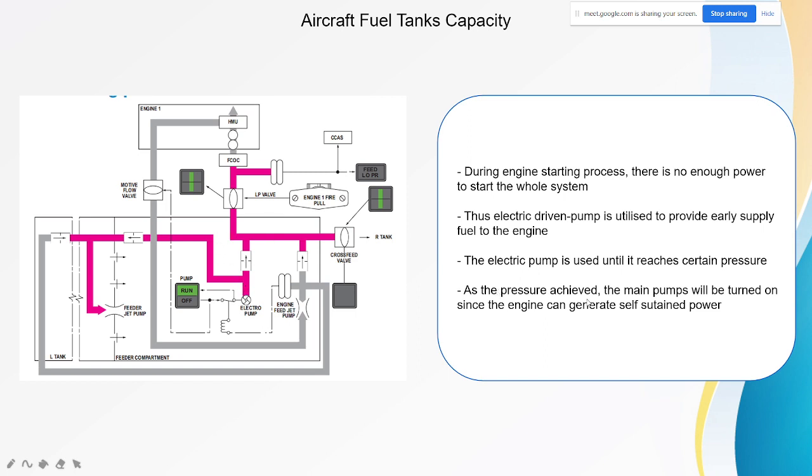As the pressure reaches 4 psi, the electric pump will still stay on until it reaches about 8 psi. Then the electric pump will be turned off, and then it is self-sustained. The engine has achieved self-sustained power, so it can power this system by itself.